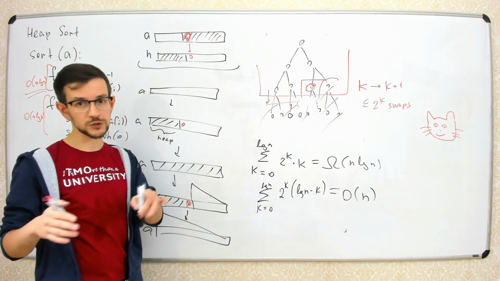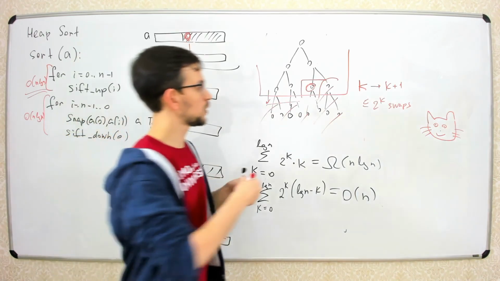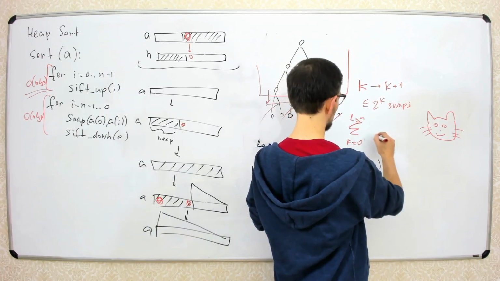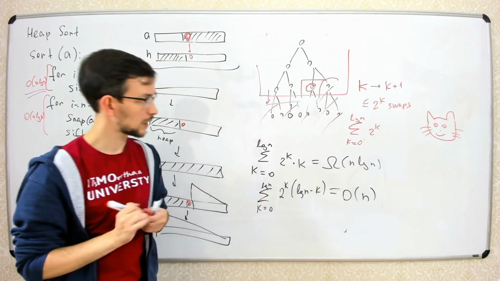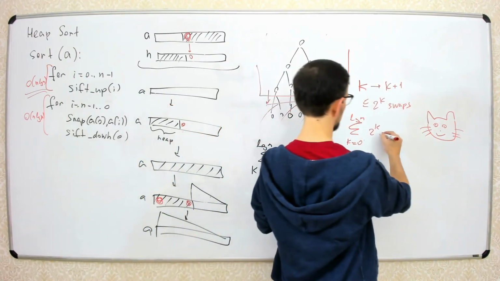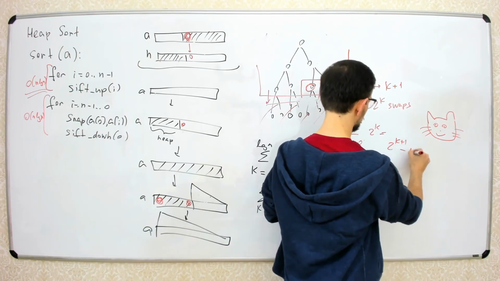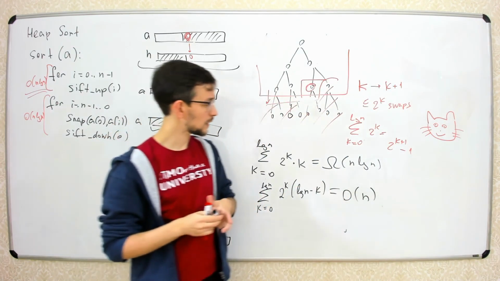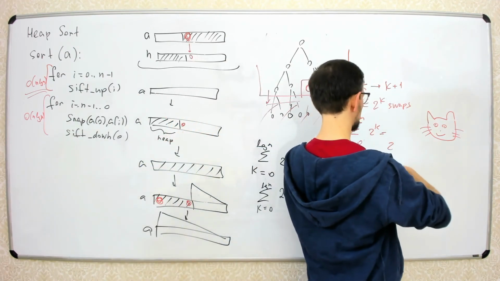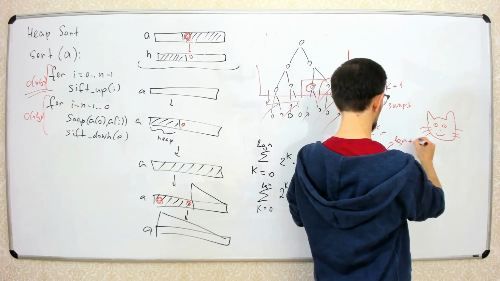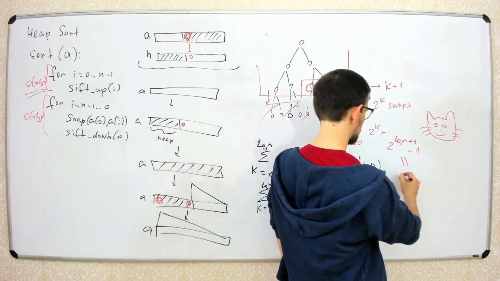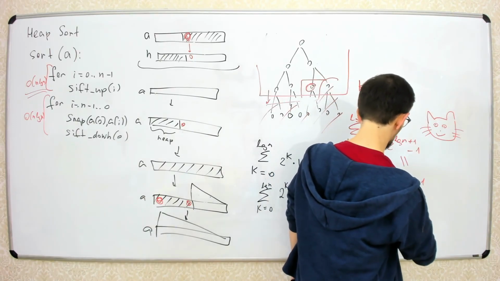So the total number of swaps in all sift down operations will be the sum of k from 0 to log n of 2 to the power of k. This sum is a geometric progression, so it equals 2 to the power of k plus 1 minus 1. Not k, but log n: 2 to the power of log n plus 1 minus 1. And this equals 2 multiplied by n minus 1. This is big O of n.